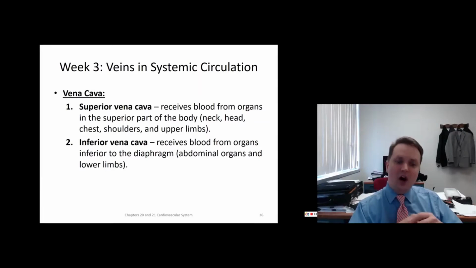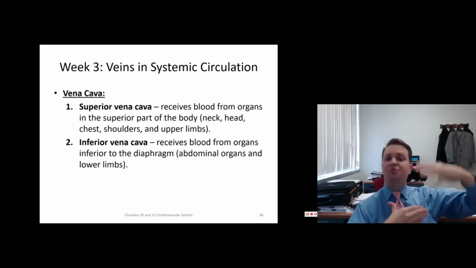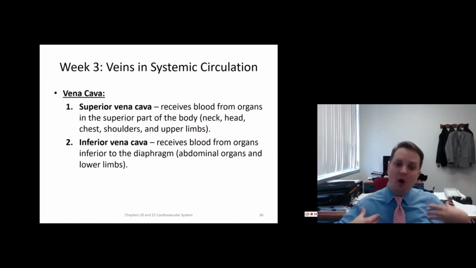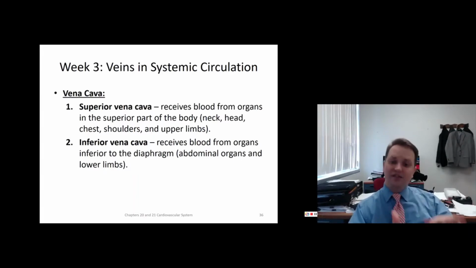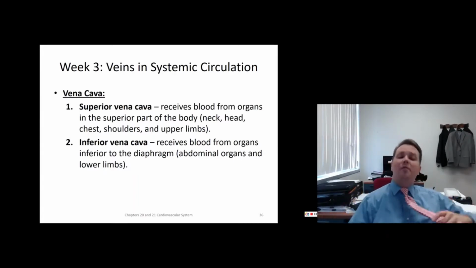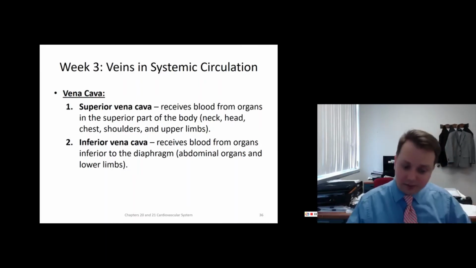As we talk about this, we're going to discuss real quick that there are two parts of the vena cava, two specific divisions. A superior vena cava, and that's getting blood from the upper part of the body, things like your neck and head, your chest, shoulders, and your arms or upper limbs. The inferior vena cava, that's getting blood inferior to the diaphragm. So that would be all of your abdominal organs and your legs or lower limbs.